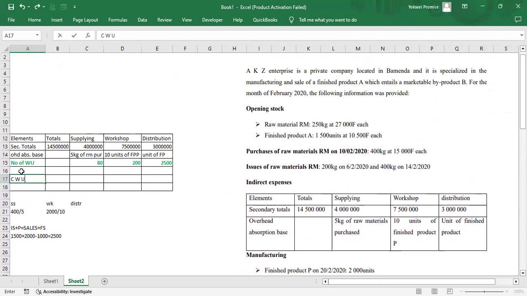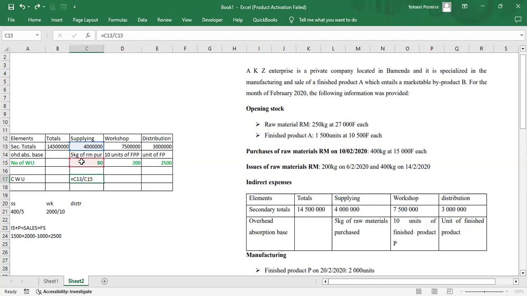The cost of work unit. And cost of work unit is equal to what? Secondary totals divided by the number of work units, right? Number of units, yes, sir. Which is equal to these secondary totals divided by the number of work units. This is where it is found.